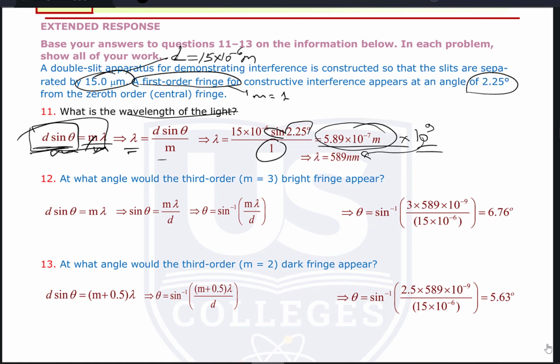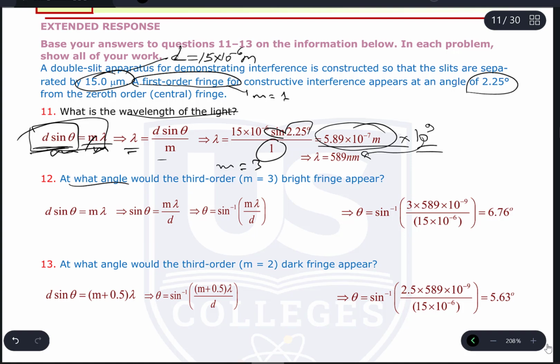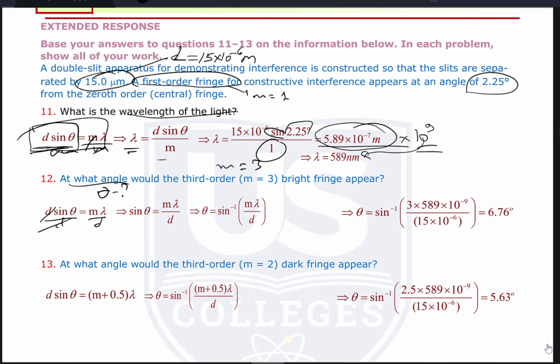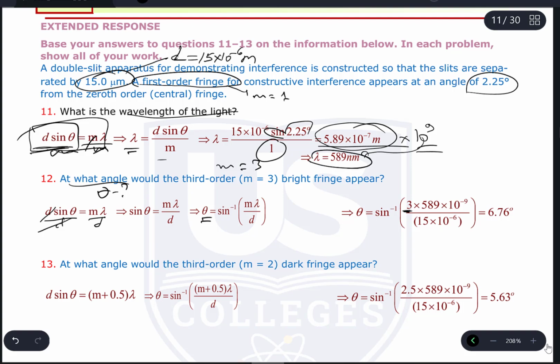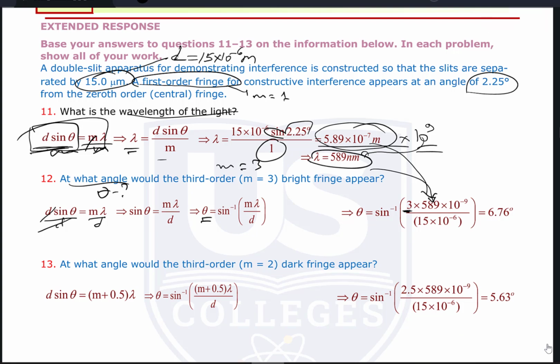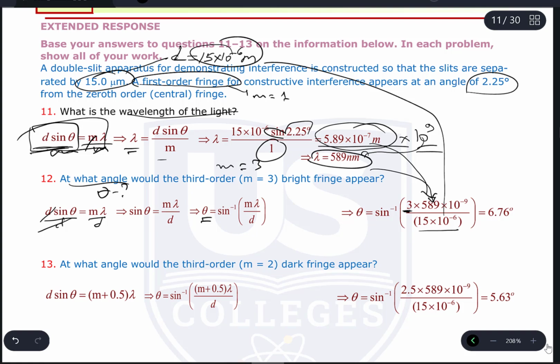Question number 12. At what angle would the third order bright fringe appear? Third order, m is equal to 3. So you will calculate at what angle theta: d sine theta equals m lambda, divide by d, simplify d. So sine theta is m lambda over d, then take the inverse. m is equal to 3. The wavelength we just calculated in part 1, we will insert here. And then the slit spacing is also given in the question, we are going to insert it here. We will get the angle for the third bright fringe.